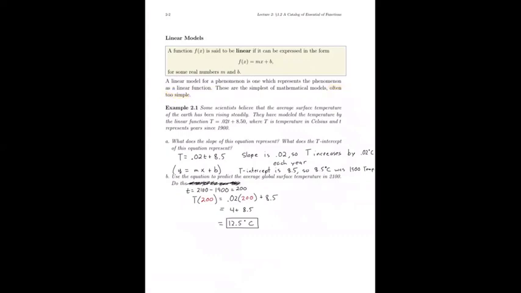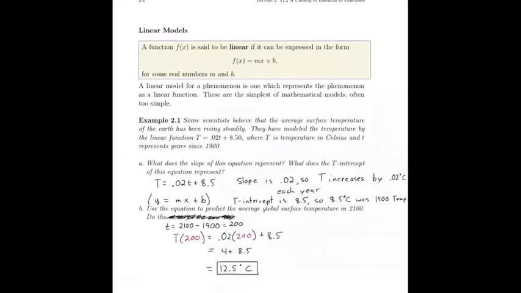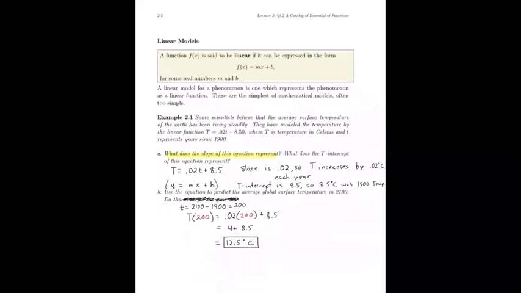So in other words, they don't capture all the complexity of a situation, but sometimes they'll capture the average behavior. So in the example below, we read that some scientists believe that the average surface temperature of the Earth has been rising steadily. They've modeled the temperature by the linear function capital T for temperature equals 0.02 little t plus 8.50, where capital T is temperature in Celsius and lowercase t represents years since 1900. So first question about this is, what does the slope of this equation represent? And then what does the t-intercept of this equation represent?